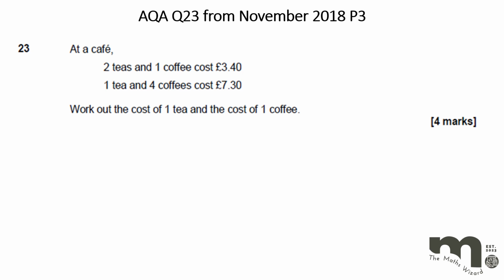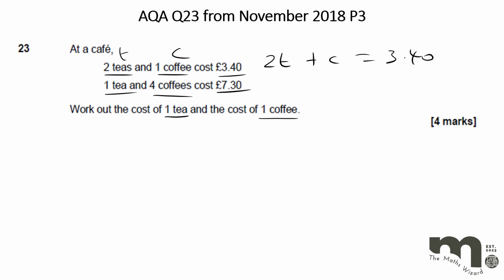So it says at a cafe 2 teas and 1 coffee cost £3.40, and 1 tea and 4 coffees cost £7.30. So we're being asked to work out the cost of 1 tea and 1 coffee. So we're going to write some equations, and we're going to call our teas T and our coffees C. So if we write out some equations that show this, we know that 2T + C = £3.40, and we know that T + 4C = £7.30.